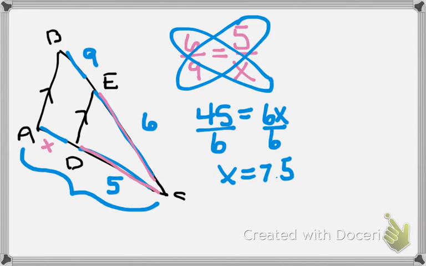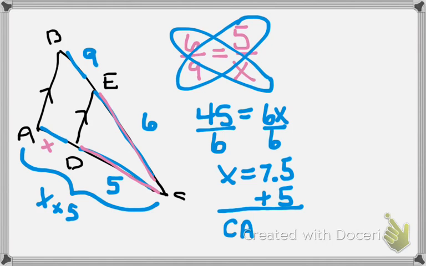But if we stop here on this particular problem, we're not going to be correct, because the problem was asking us to find the length of CA. CA happens to be the sum of whatever AD was plus 5. So you have to add 5 more to your answer in order to get the final answer for this problem, which is 12.5.